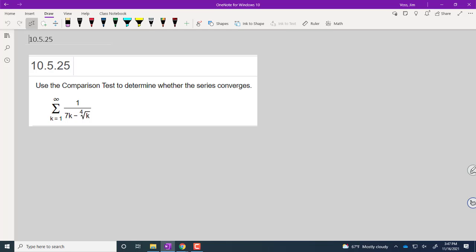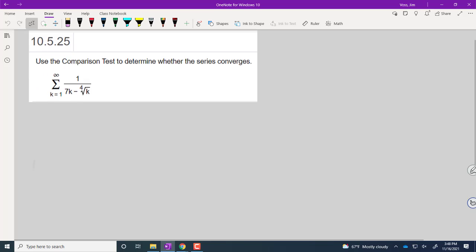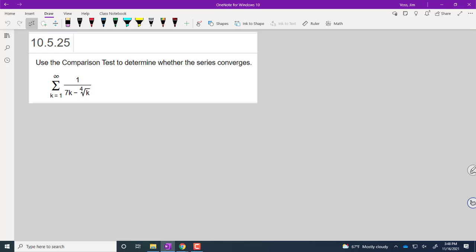Comparison test. Comparison test. What do we think we're going to compare to here? What's the dominant part of the denominator, the 7x or the 4th root of k? 7. Yes, that is the dominant part. So we would choose to try this v sub k, which if we pull out the 1/7, does this converge or diverge and why?